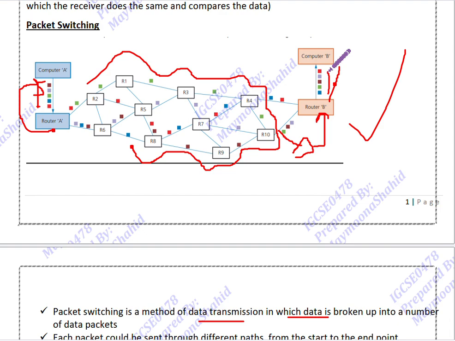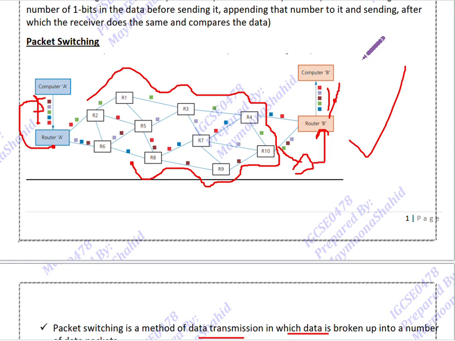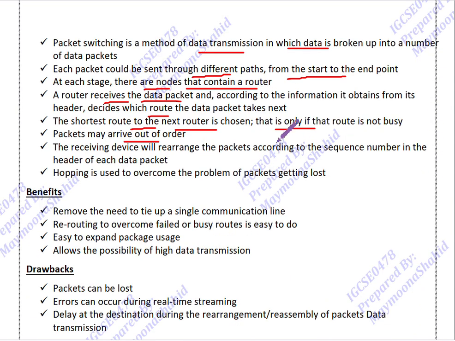As in the previous lesson I told you that the header basically has four things, in which the first one was the IP address of the receiver, the IP address of the sender, packet size, and sequence number as well. So as the data, or you can say packets, are coming, they will be reassembled according to the packet number. The receiving device will rearrange the packets according to the sequence number in the header of each packet.